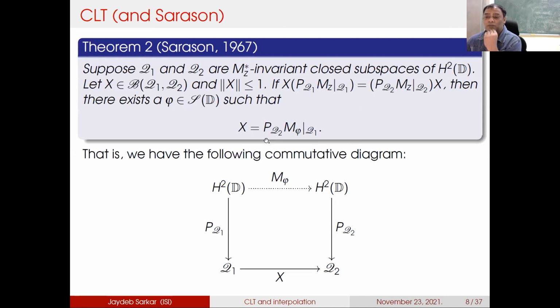A better way to explain is the following commutative diagram. You have Q1 and Q2, which are shift star invariant subspaces, and you have X, which intertwines the compressions, what we can also call a module operator. In that case, you can lift this X without increasing the norm to the full space. It's slightly misleading, because these are treated as spaces, but I hope you understand this is the real thing.